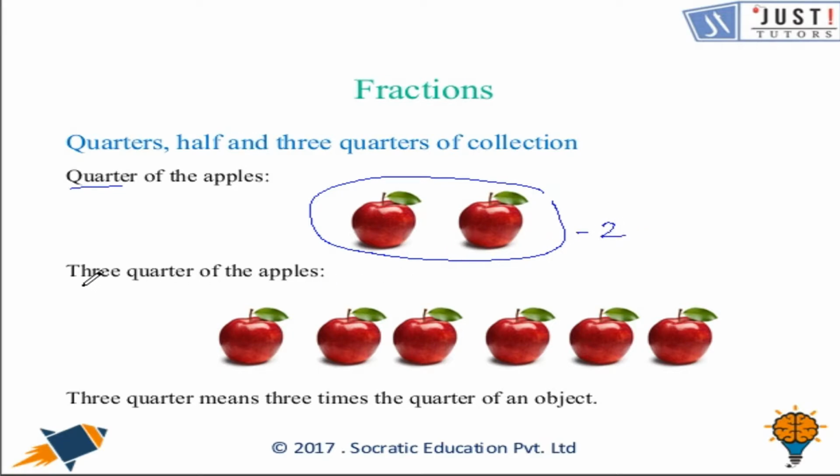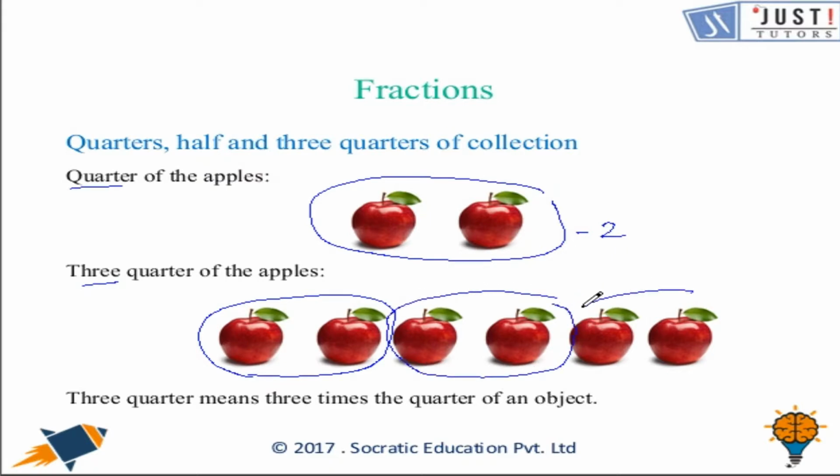That means 3 quarters will be 2 here. That is 3 lots of 2 apples. And that will amount to a total of 6 apples altogether. So 3 quarters means 3 times the quarter which you have worked out for any object.